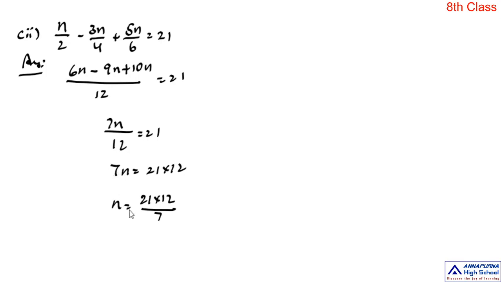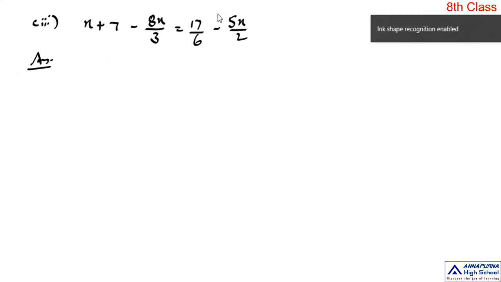So n is equal to 21 into 12 by 7. 7 multiplies the n. So when you transpose it to right side, it divides. Okay, 7, 21, 3 times. So n is equal to 3 12s, 36. Let's come to the third one.